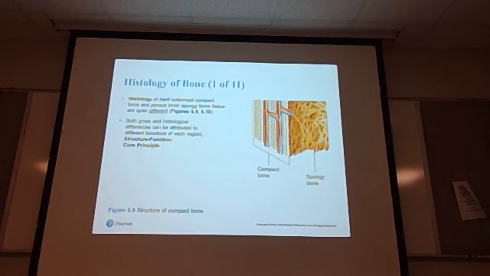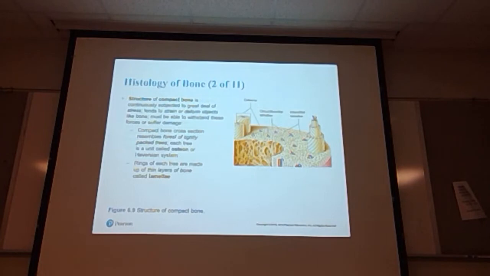So here's your compact bone on the outside with its very tightly aligned layers of osteocytes and lacunae. And then here's the spongy bone with its multiple void spaces for red bone marrow and all kinds of other things. The structure of the compact bone is continuously subjected to great deals of stress, tends to strain and deform objects like bone, which must be able to withstand these forces or suffer damage.